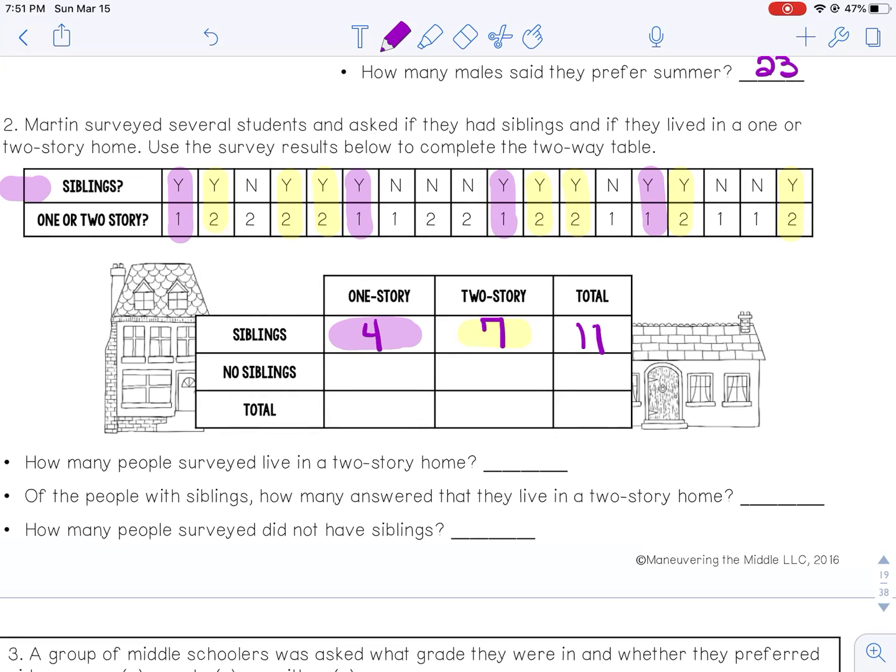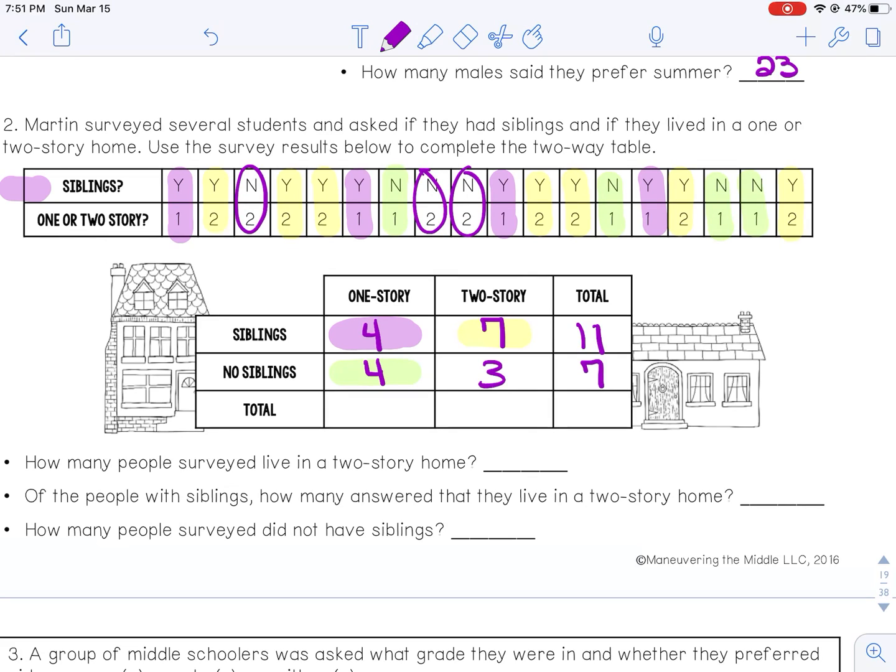All right, how many people have no siblings and live in a one-story house? Let's check that one out. So no siblings living in a one-story house. 1, 2, 3, 4. I think that's all I've got is 4. Okay, and the ones that have no siblings living in a two-story house are what we have left. So we have no, 1, 2, 3. We have 3 of them. So add those up, and I'm going to have a total of 7.